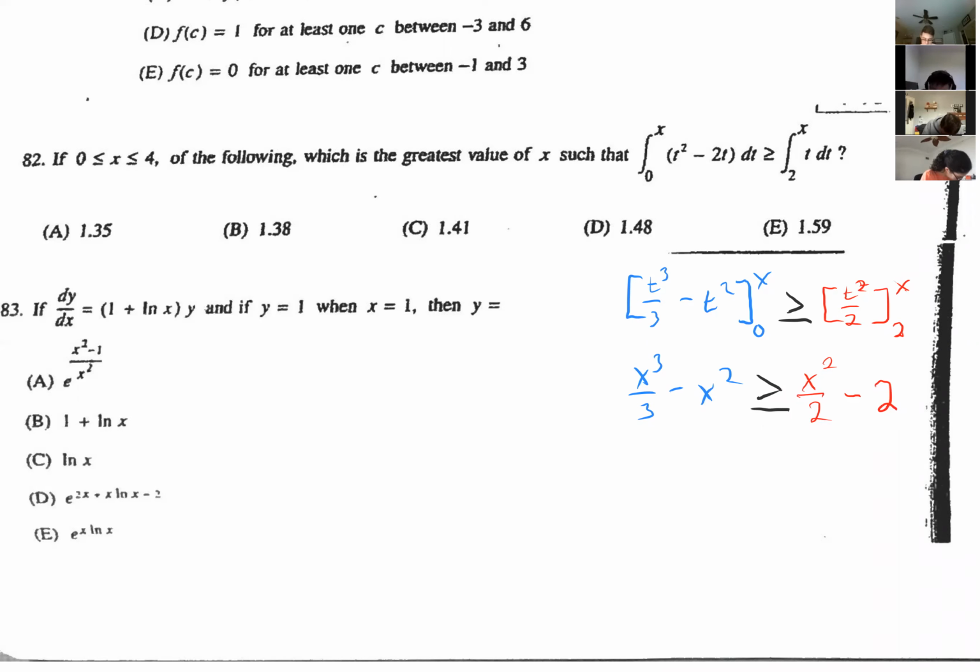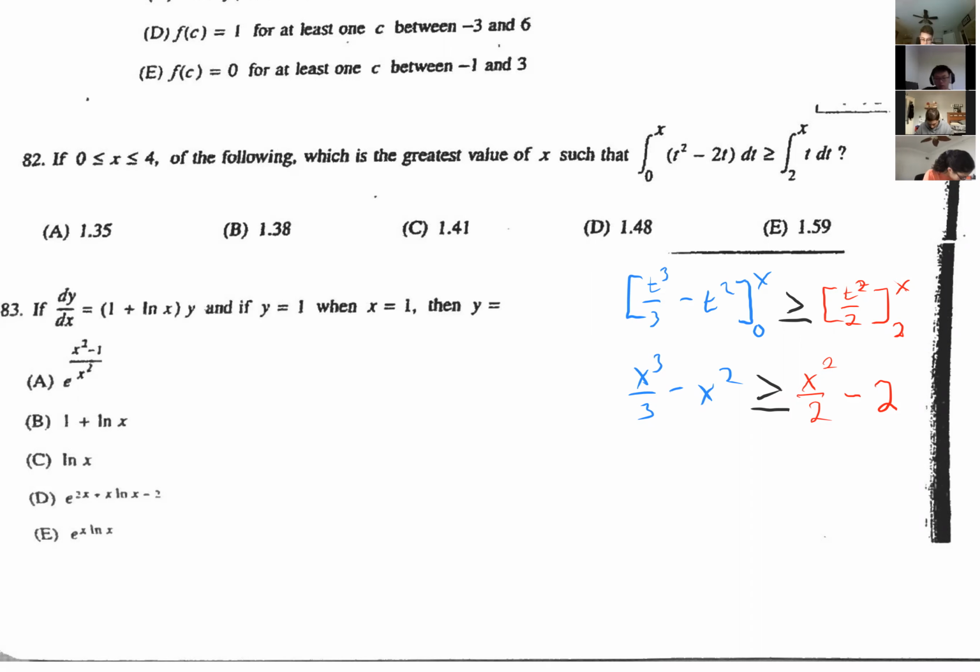It gives me a number, negative 1.002375. Now I'm going to plug in 1.35 into the red. So 1.35 squared divided by 2 minus 2. It gives me a number that's smaller. So I know 1.35 works. So let's try 1.38 because I'm trying to find the greatest value for x.